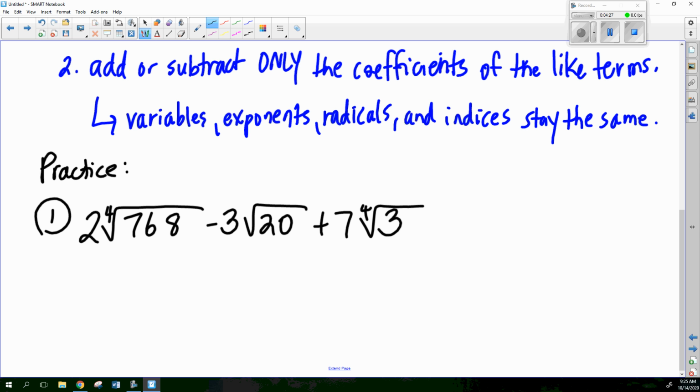Now remember, the only way they can be like terms is if they have the same variables. Well, we don't have any variables in this one. I'm starting without letters, okay? But they have to have the same radical with the same index and the same stuff underneath. Do any of these match yet? No, that's why we have to simplify first.